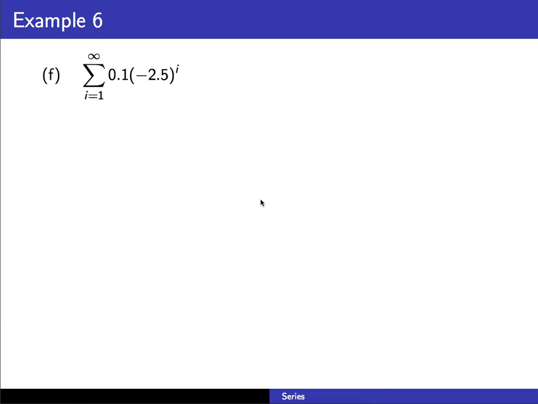Part F, we have 0.1 times -2.5 to the i power from i equals 1 to infinity. Our common ratio here is -2.5, which is not between -1 and 1. So this too will diverge as well.